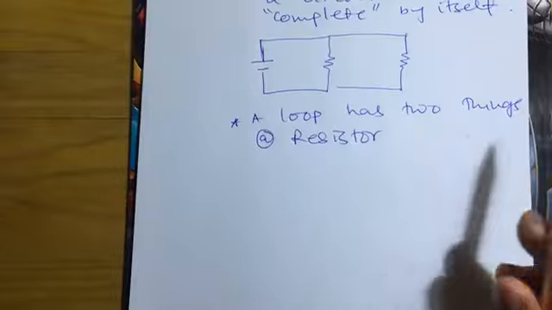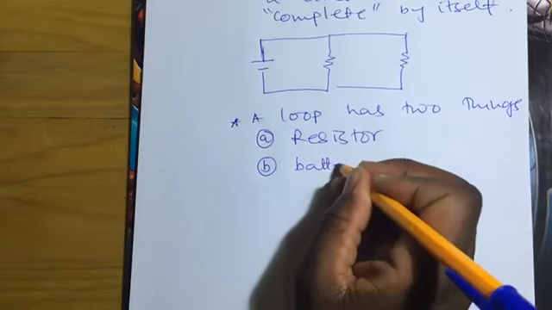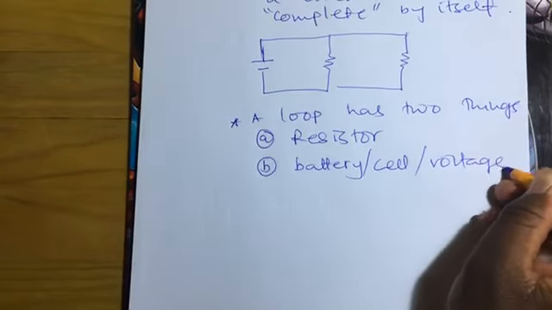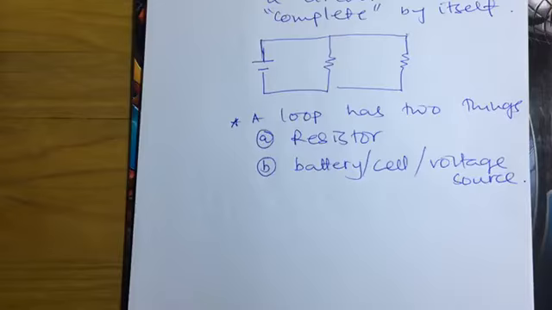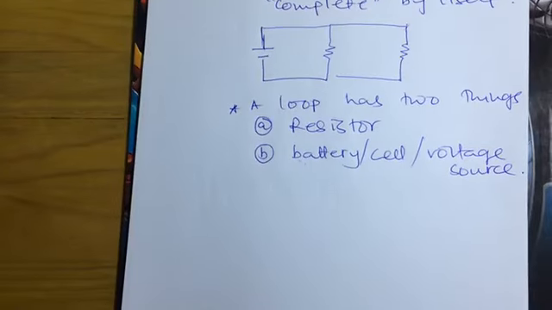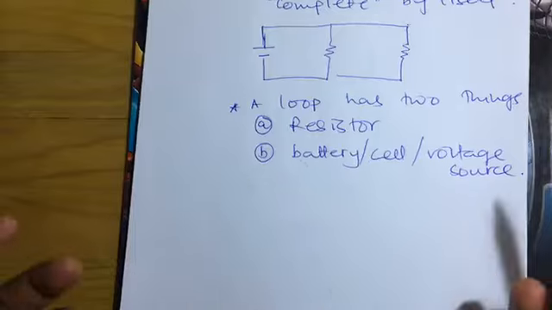Okay, so a loop has two things: a resistor, and a battery, cell or voltage source. A battery is when you have more than one cell. A cell is when you just have one voltage source, anything that could push electrons in a wire. So a loop is going to have a resistor and a battery, but we'll be using the words battery and cell interchangeably.